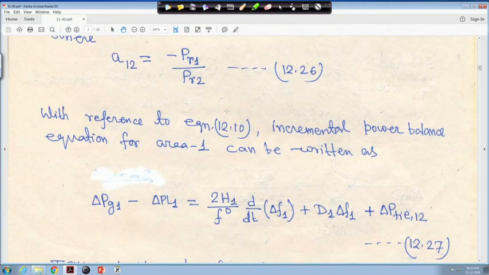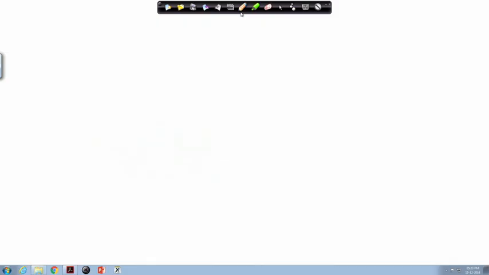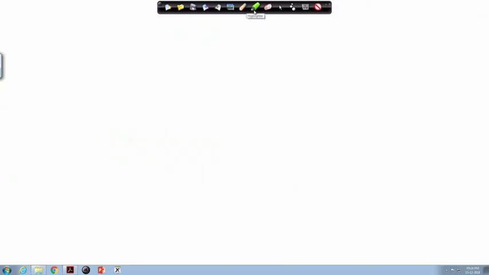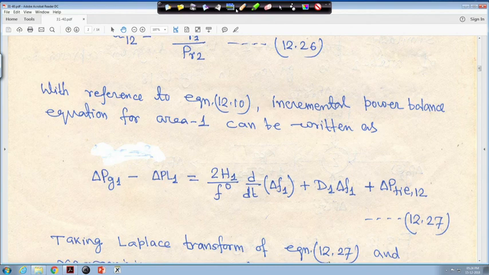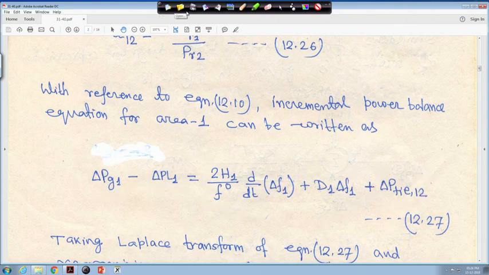So, with reference to equation 10, earlier also we have seen for an isolated system that it was only delta P g minus delta P L 1 is equal to only this much, because for an isolated system there was no tie branch. Now you have the tie branch.